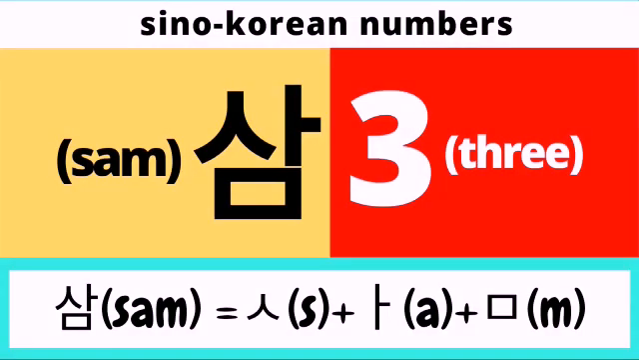How do we spell sam in Hangul? First, we need to draw a siyut character, and then we need to draw an a character, and lastly, we need to add a miyam character. And then we just have to combine all these three to form the Hangul of the word sam, which is number 3.